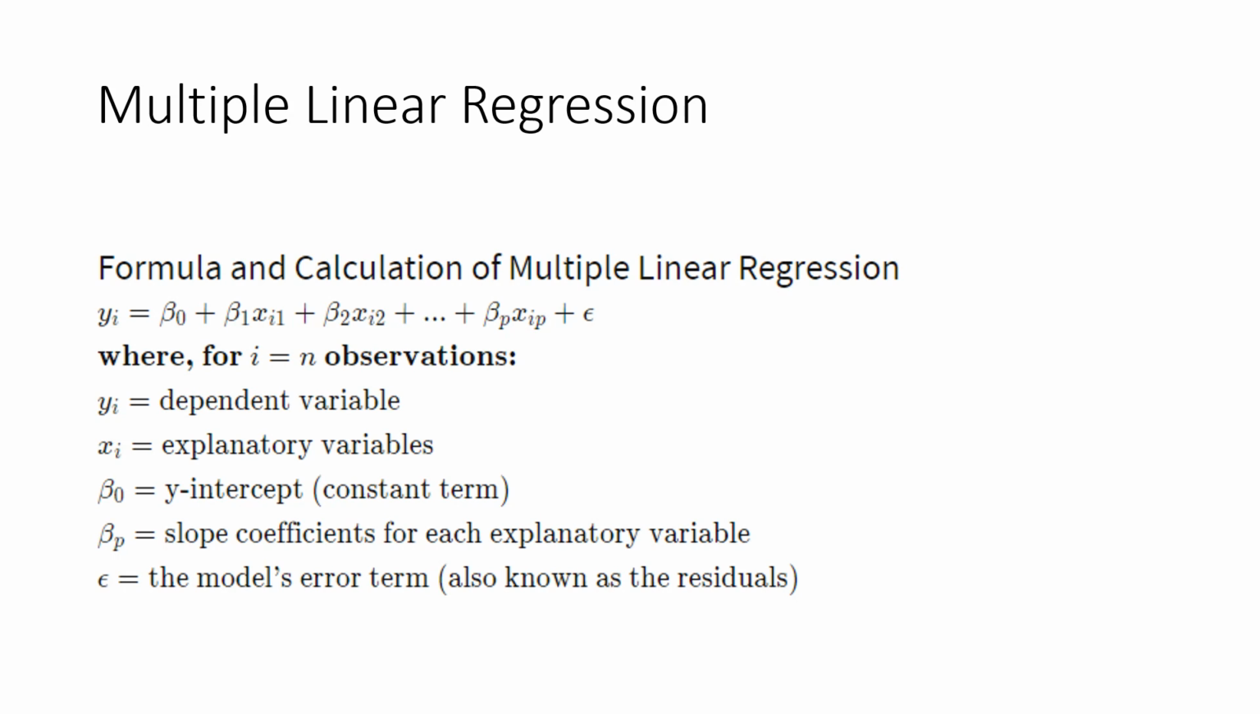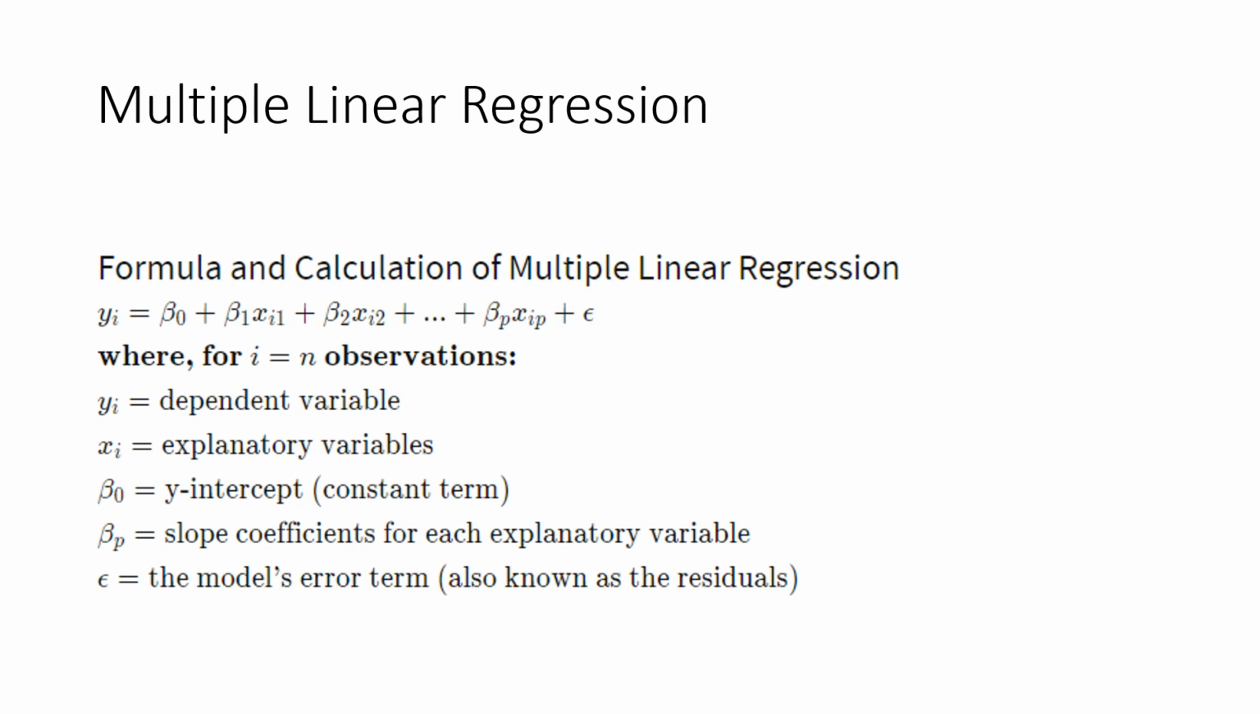Beta sub p is the slope coefficient for each explanatory variable or independent variable. Our e is our model error term.